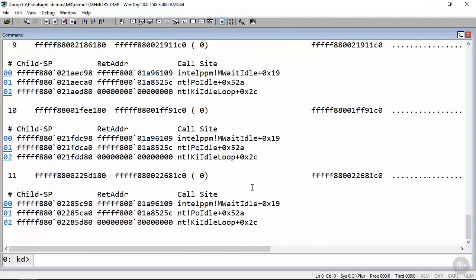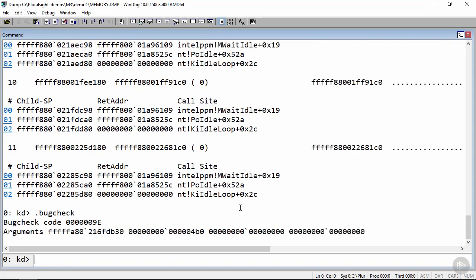So all the CPUs except CPU 0 were idle. So that may be just trying to get your bearing on what all was running on the system at the time. So if we do the .bugcheck command, it tells us the different parameters. And as we know, the first parameter is the process that failed the health timeout.